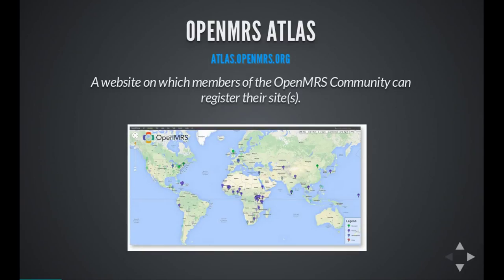OpenMRS Atlas is a website on which members of the OpenMRS community can register their site. During this summer, the Atlas was refactored to allow community members to add and manage a site directly through the website.